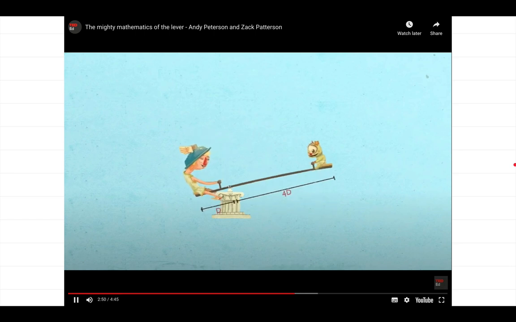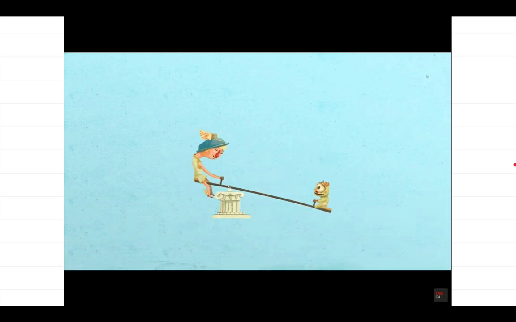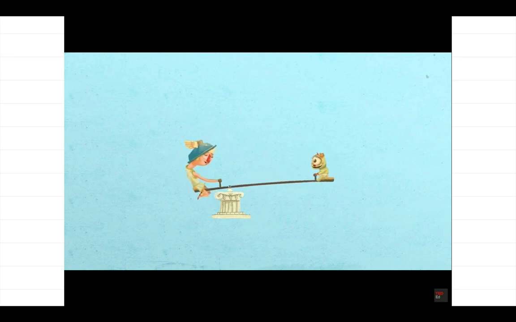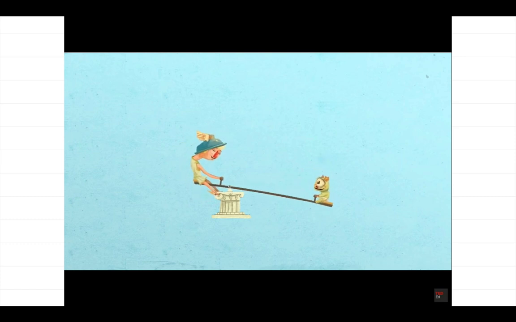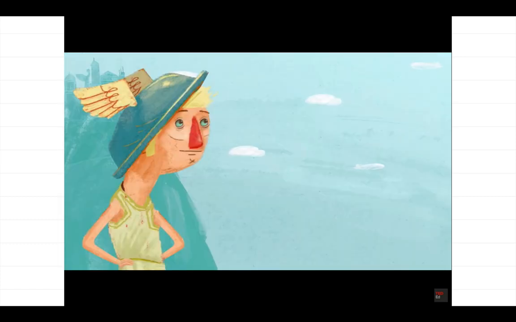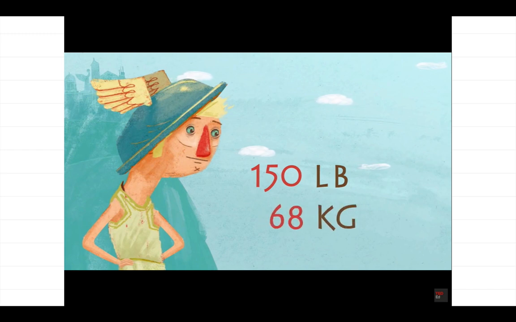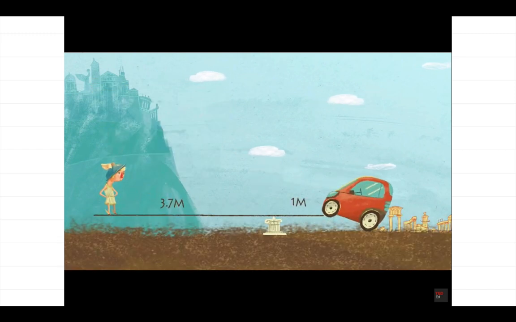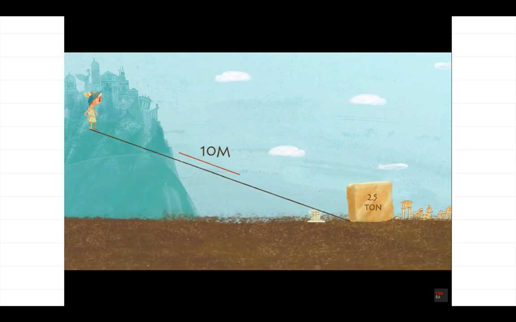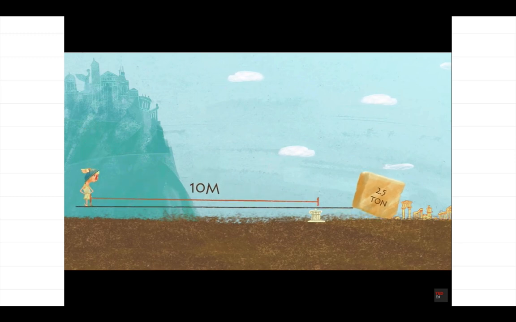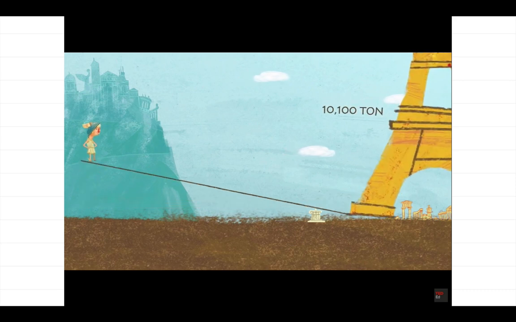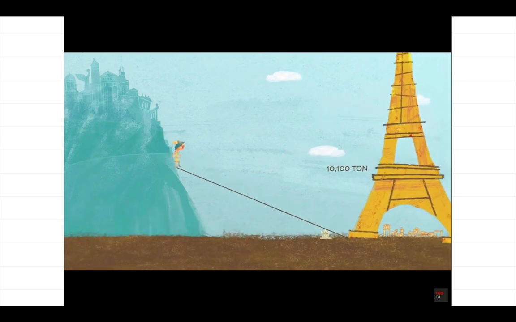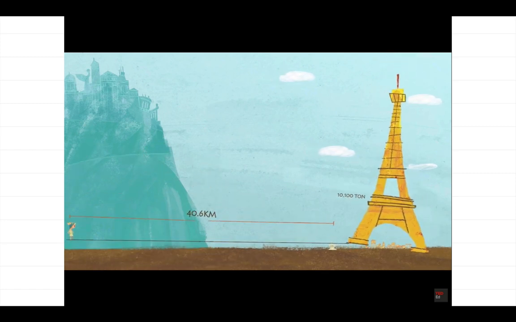4 times as far as you. Seesaws may be fun, but the implications and possible uses of levers get much more impressive than that. With a big enough lever, you can lift some pretty heavy things. A person weighing 150 pounds, or 68 kilograms, could use a lever just 3.7 meters long to balance a smart car, or a 10-meter lever to lift a 2.5-ton stone block, like the ones used to build the pyramids. If you wanted to lift the Eiffel Tower, your lever would have to be a bit longer, about 40.6 kilometers.